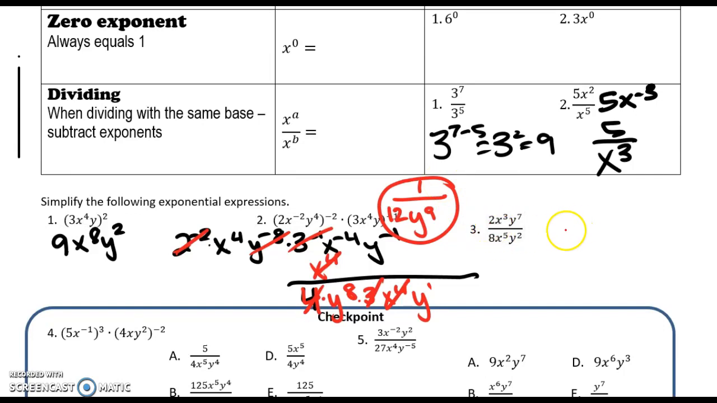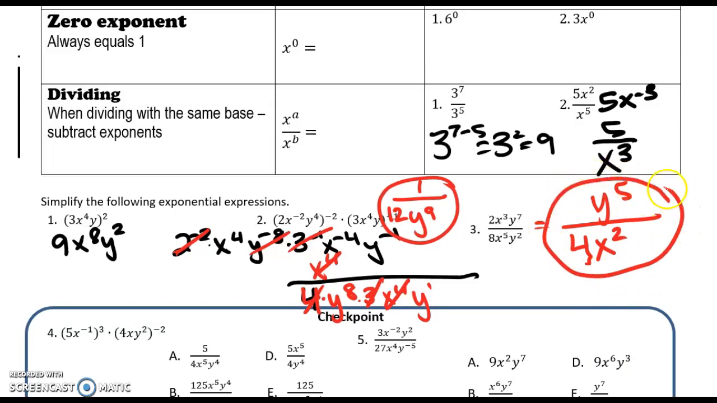Number 3, 2 divided by 8 is 1 over 4. And then you have x to the third over x to the fifth, which is x to the negative second. Since it's negative, it goes down here. Y to the seventh divided by y to the second. When you subtract, you get y to the fifth. You really don't need to write that 1, so I'm going to erase it. And your final answer is y to the fifth over 4x squared.